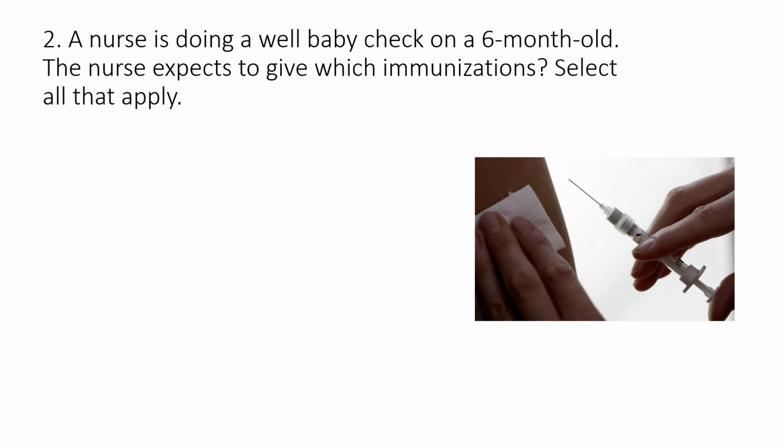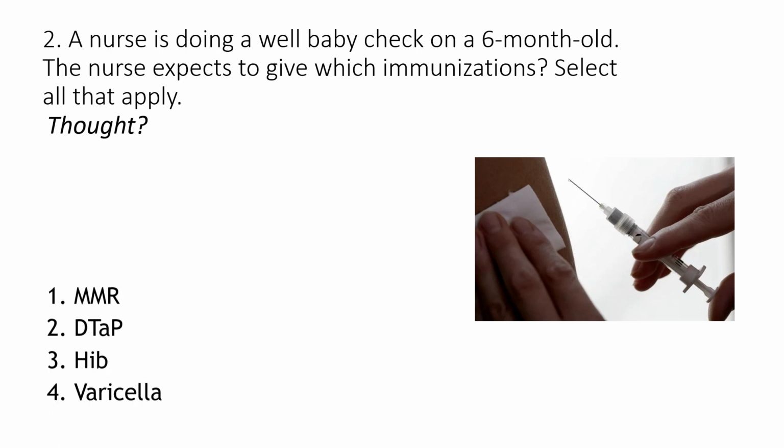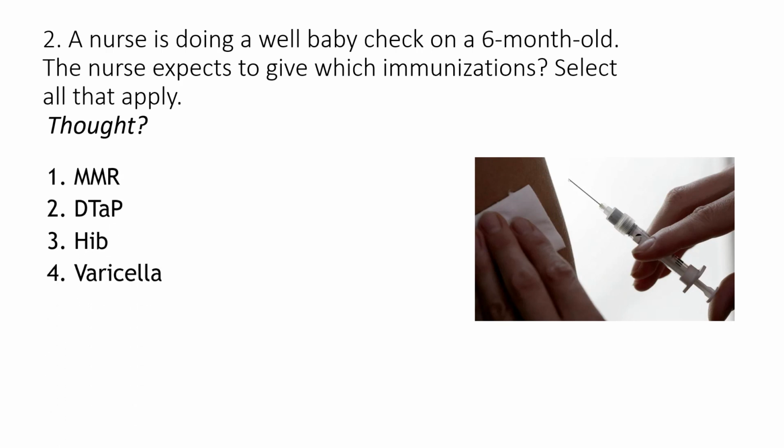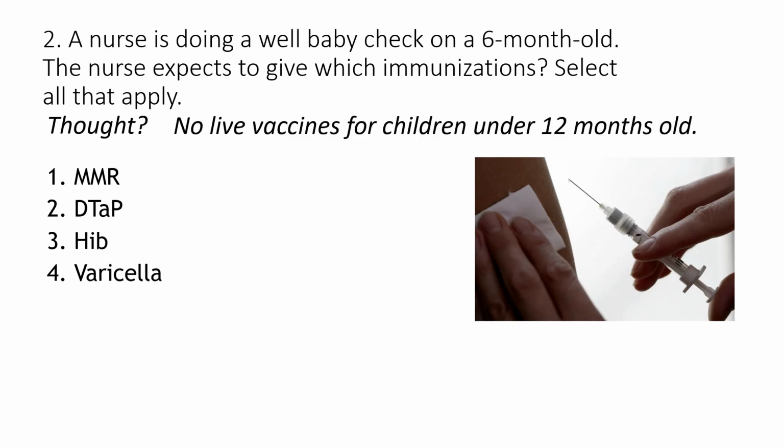Question number 2. A nurse is doing a well baby check on a 6-month-old. The nurse expects to give which immunizations? Select all that apply. Is the answer number 1, the MMR, number 2, DTaP, number 3, Hib, number 4, varicella. And this is just your knowledge of the immunization chart. The answers are number 2 and 3.